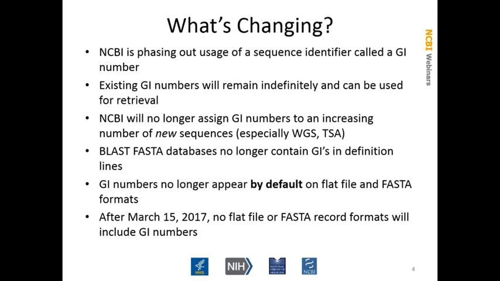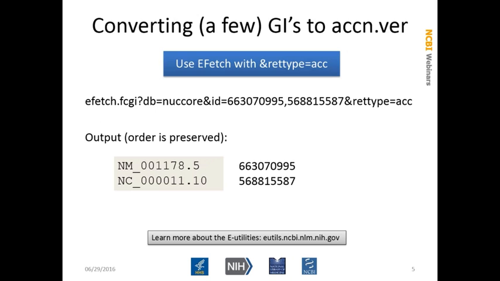But after March 15th of next year, none of the formats, flat file or FASTA record formats across NCBI, will contain GI numbers, including the GenBank and RefSeq releases on the FTP side. So we realize that if you already have a system that has GI numbers in it, you will need to convert them to Accession.version. In the last webinar, in September, we talked about a way in which you can use the eFetch e-utility to do this for a smaller number of GIs.